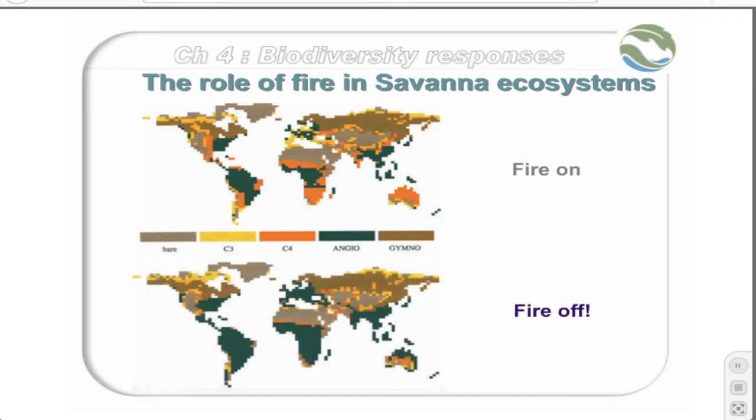For we see that if we model what the world looks like without fire, we can see quite clearly that many parts of the world which are currently dominated by grasslands, C4 grasslands, would be taken over by trees and forests if fire were excluded. And indeed, there are many experiments around the world where fire has been excluded and trees are shown to be much more successful. Therefore, climate is not the only thing that directly controls vegetation structure. Disturbance also is a very important control and can override the effects of climate.